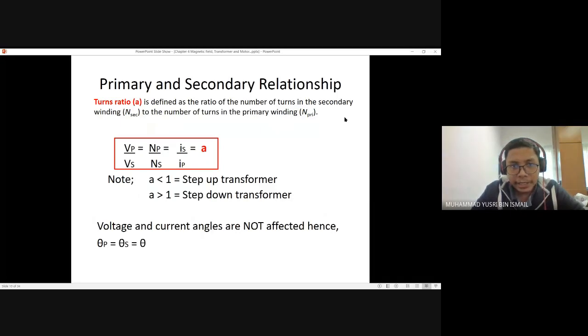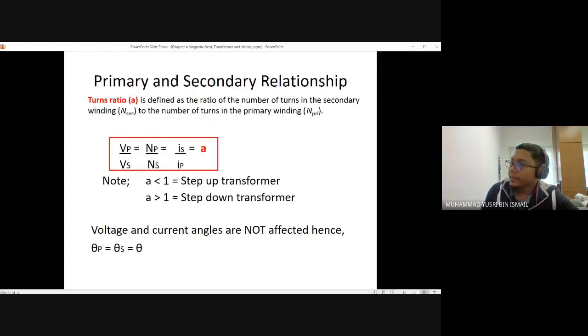This is the formula that you are going to use in order to determine either the voltage, the number of coils, or the current. This will be equal to the turns ratio, which is a. Let me give you one example. You can try this together with me.